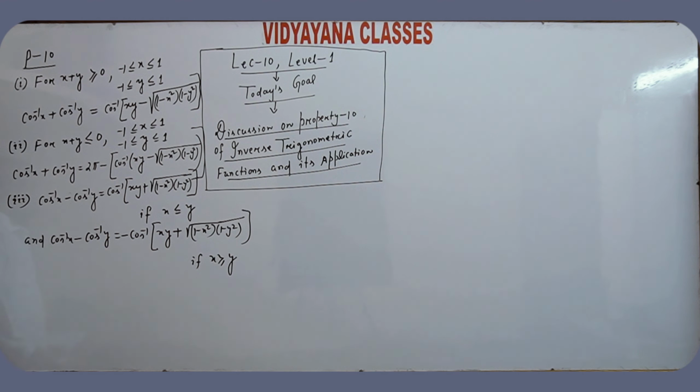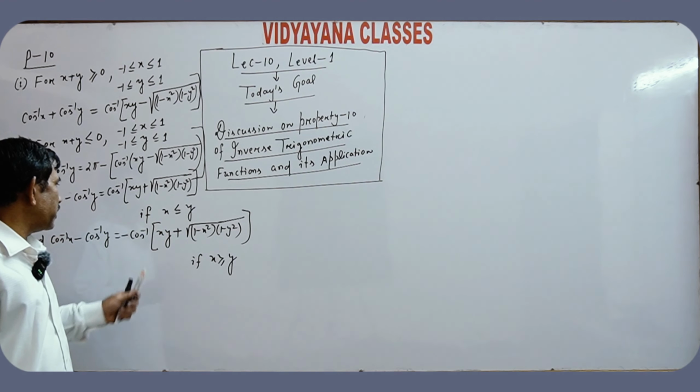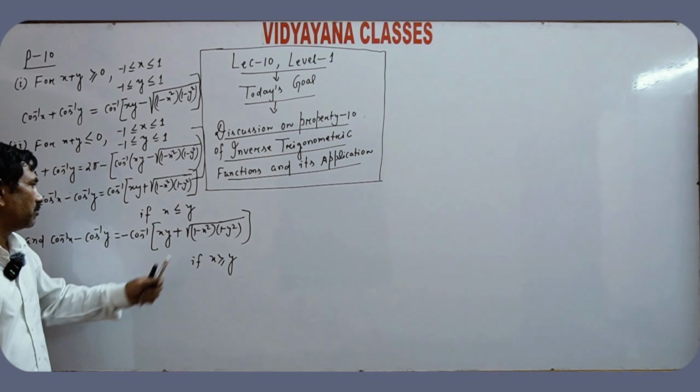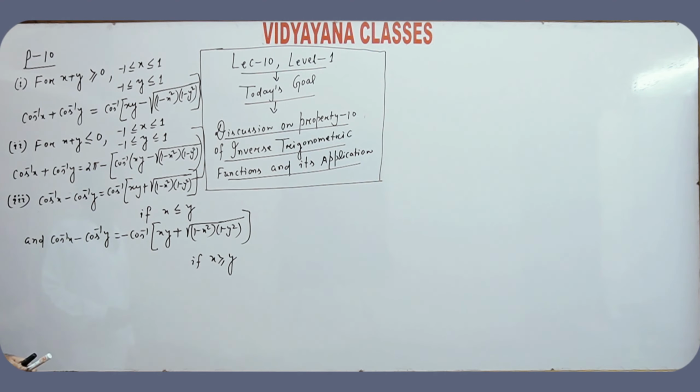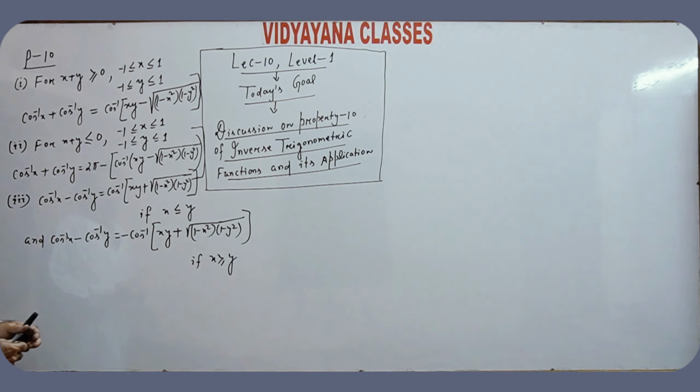Cos inverse x minus cos inverse y is equal to cos inverse of xy plus root of 1 minus x square into 1 minus y square if x is less than or equal to y, and cos inverse x minus cos inverse y is equal to minus of cos inverse of xy plus root of 1 minus x square into 1 minus y square if x is greater than or equal to y.